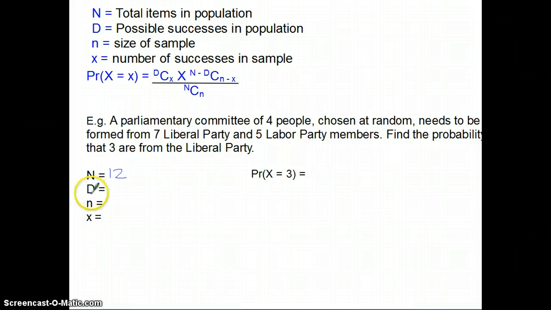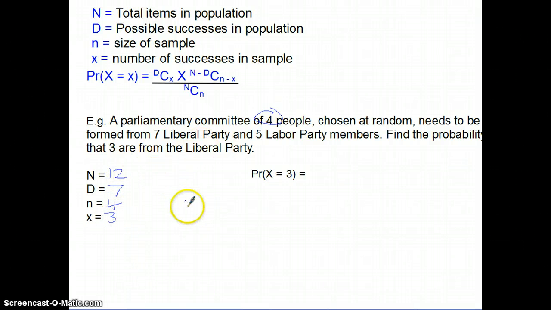And D is our total number of successes. Now we're looking for 3 from the Liberal Party. So in this case, success is a person from the Liberal Party. That would mean that there are 7 total possible successes. Now n is the size of the sample that we take. We are taking 4 people in total. So we're choosing 4, and out of that we're looking to see what is the probability that 3 are from the Liberal Party, 3 are from our successes there.